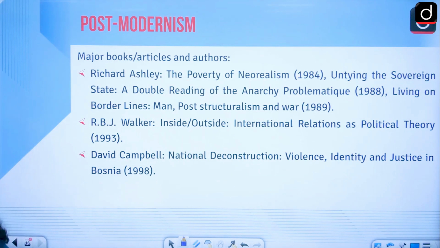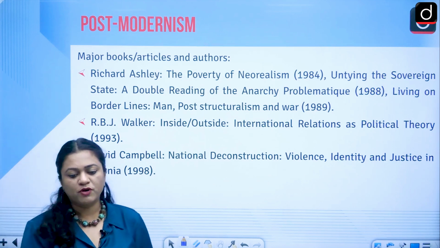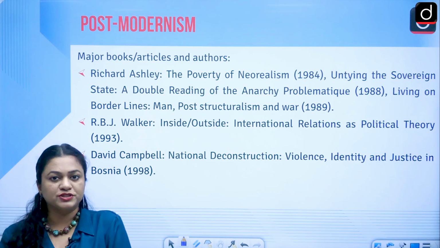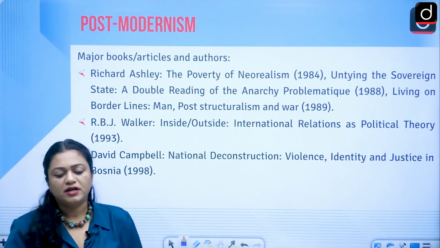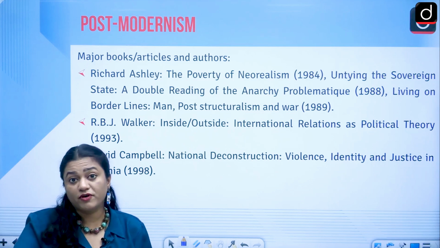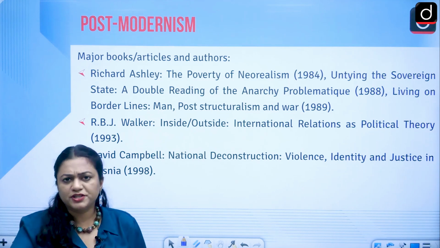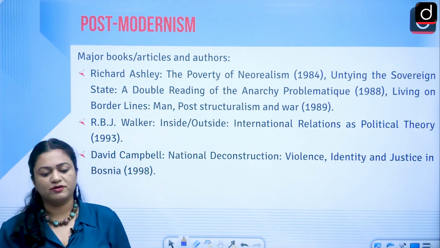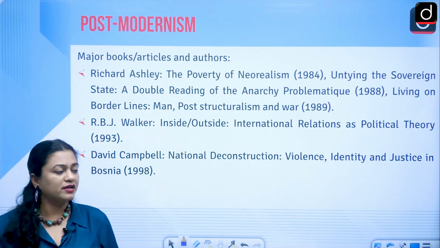Okay. Now, we have to understand that postmodernism is more into exploring the origins of violence. Then, how the deconstruction of identity is defined in terms of security and foreign policy. Then the interpretation of statecraft. Then the connection between claims of knowledge and claims of power and authority.